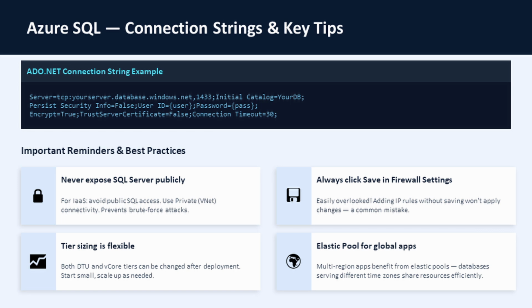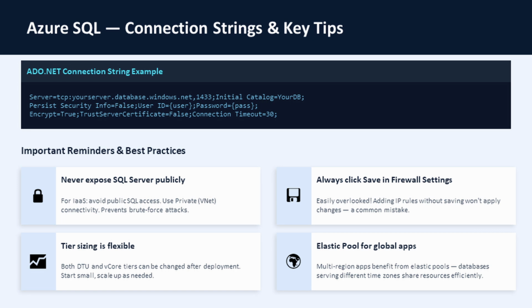Now, for the best practices. First, and most importantly, never expose SQL Server to the public internet when running on a virtual machine. Always use private connectivity within the virtual network. Exposing port 1433 publicly makes your database a target for brute force attacks from anywhere in the world. Use a VPN, private endpoint, or application gateway to secure remote access instead.